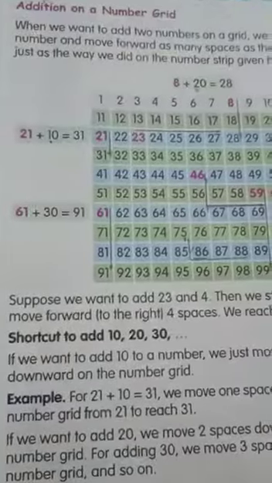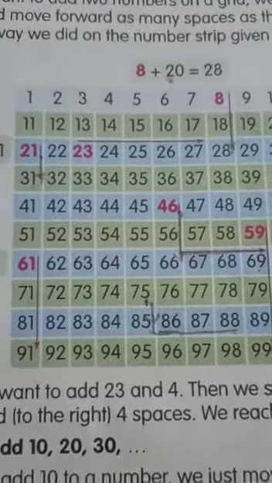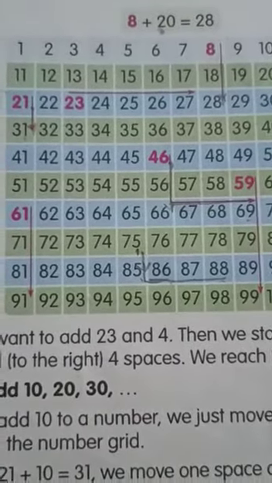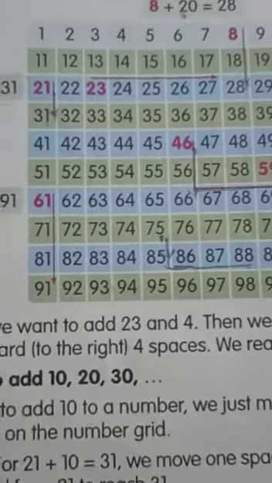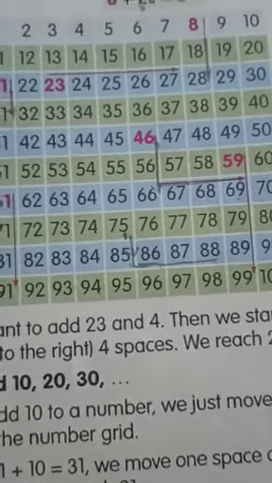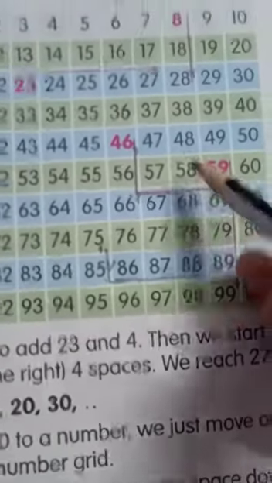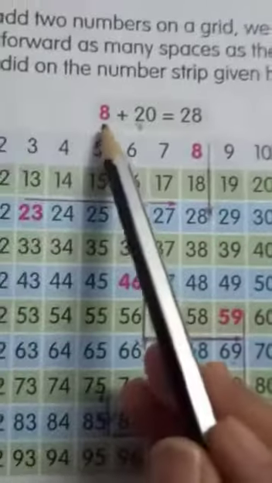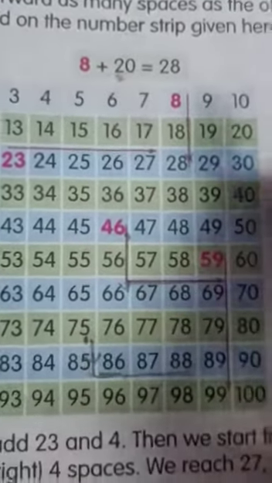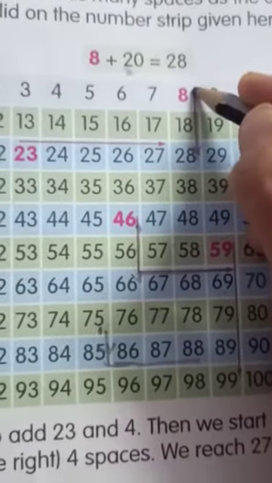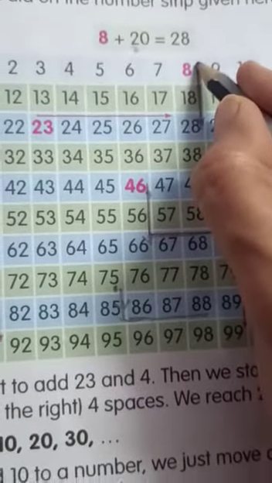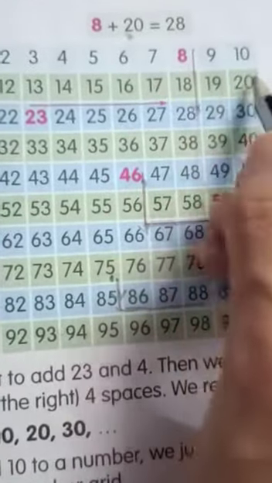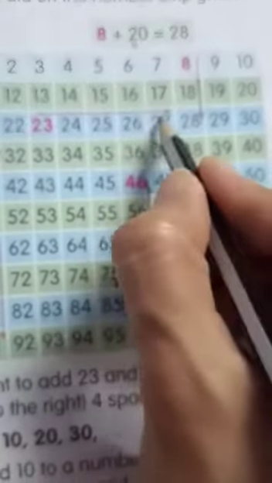Okay. Next, addition on a number grid. See, this is the number grid. When we want to add two numbers on a grid, we start from one number and move forward as many spaces as the other number, just as the way we did on the number strip. Now see here, we have to add 8 plus 20. So put a mark on 8. Okay, and we have to take 20 forward jumps. 1, 2, 3, 4, 5, 6, 7, 8, 9, 10, 11, 12, 13, 14, 15, 16, 17, 18, 19, 20.